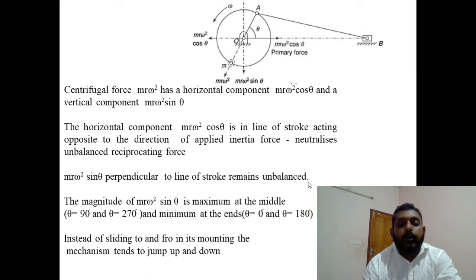And what is the effect? The effect is that instead of sliding to and fro, it causes the mechanism to move up and down. That is the effect of this mr omega square sin theta.